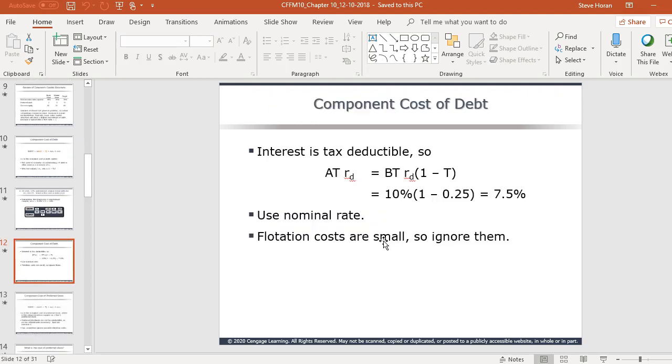Okay, so then the after-tax cost of debt, R sub D, is 10 times 1 minus T, with T being 0.25. That gets me to 7.5. Okay, and we're choosing to ignore flotation costs, just to make it simpler.